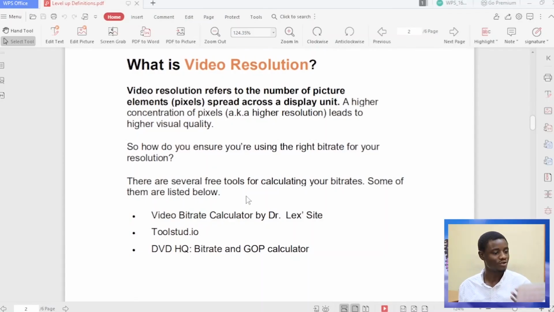So what's video resolution? Very important. You might have heard the word in many places. Video resolution refers to the number of picture elements, that's pixels, spread across a display unit. I will explain that better. We're going to go to a whiteboard so that I can explain properly to you. A higher concentration of pixels, aka higher resolution, leads to higher visual quality. So the number of pixels in a video presents a better quality.